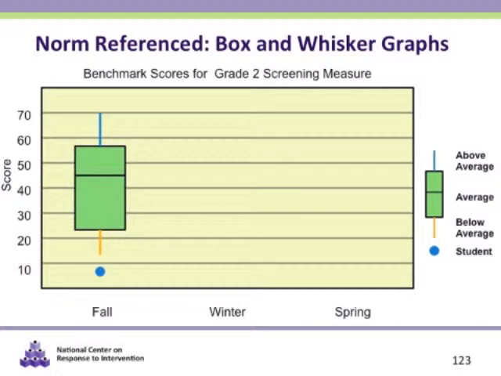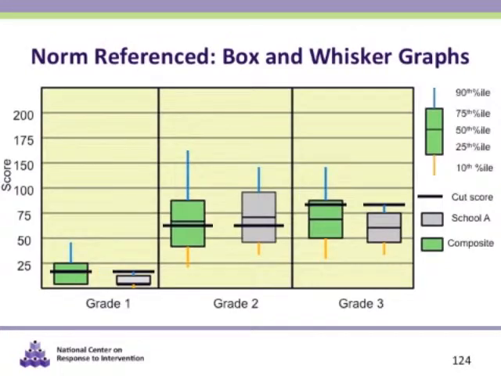Well, we would say he's well below his peers, because the end of the orange line represents the 10th percentile. So this student is well below the 10th percentile. You can also look at norm-referenced box and whisker graphs to look at groups, not just students. So this type of data analysis would be helpful in identifying kids who need additional support.